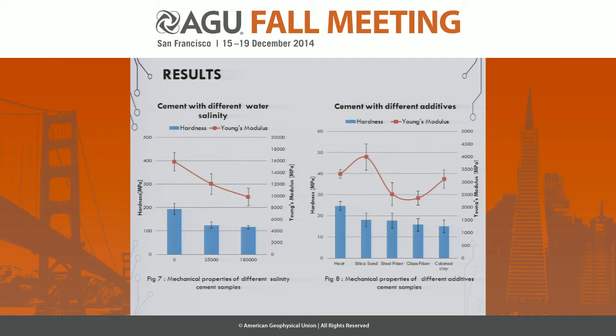Yes, the method we are using here is the Oliver and Pharr method. And the Young's modulus we're measuring is of the whole system, including the cement and the additives. Actually, when the indenter tip contacts the additives, it measures the additive's Young's modulus. When it contacts the cement, it measures the cement itself.